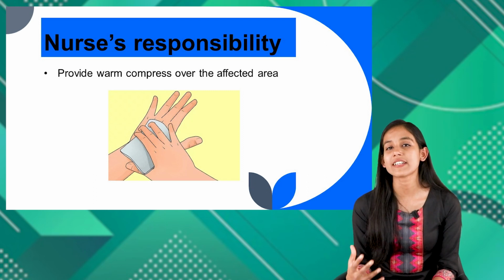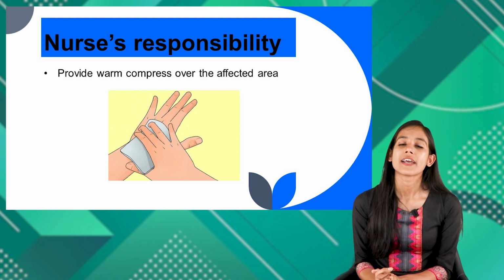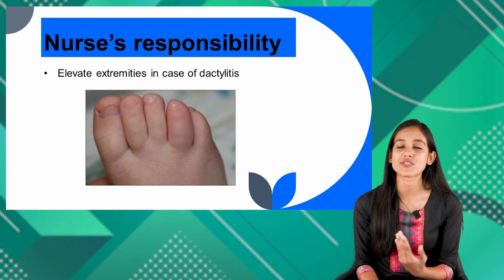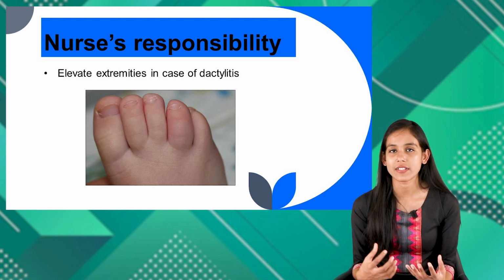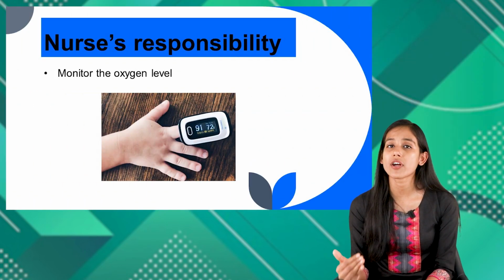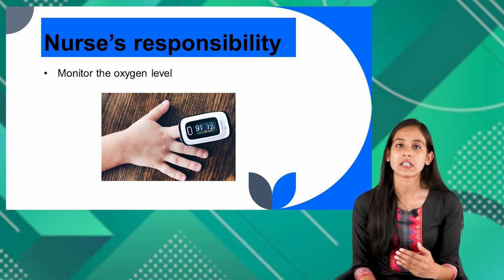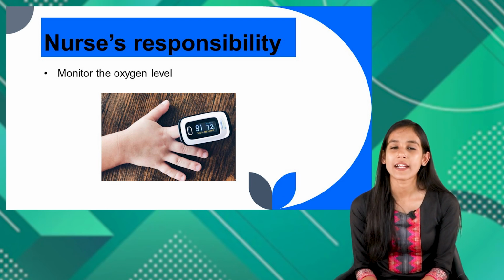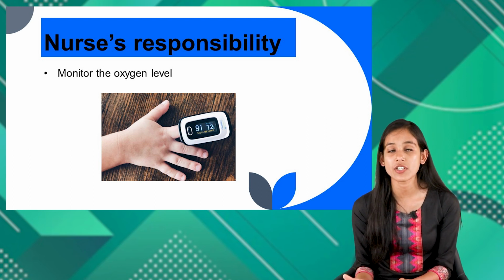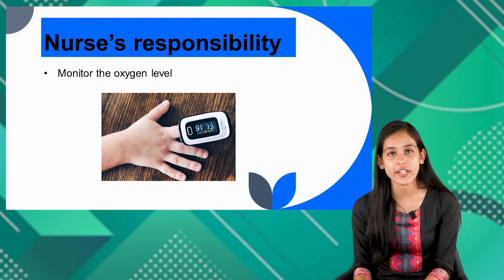Next, if the child is having dactylitis, that is swelling on the hands and the feet, in that case we can elevate the extremities. Also, we have to monitor the oxygen level, because the child would already be having lack of oxygen, and the child is anemic. So we have to make sure that the child is getting adequate oxygen.